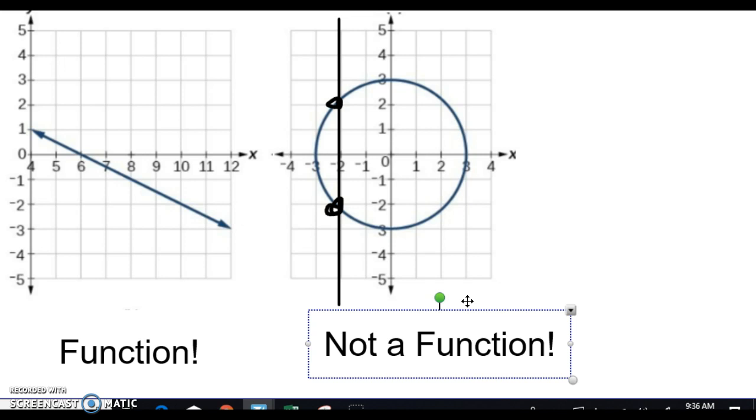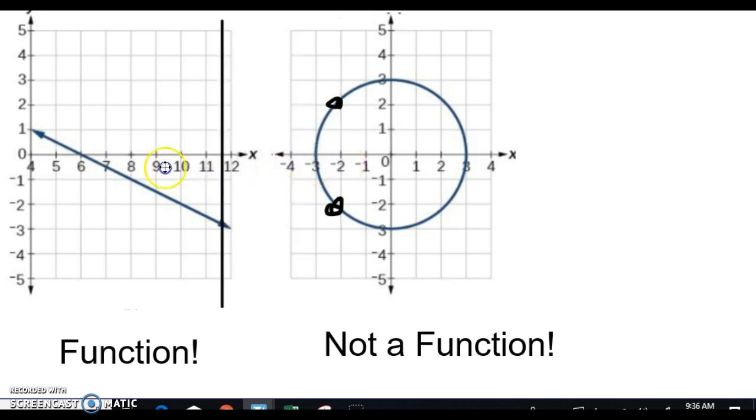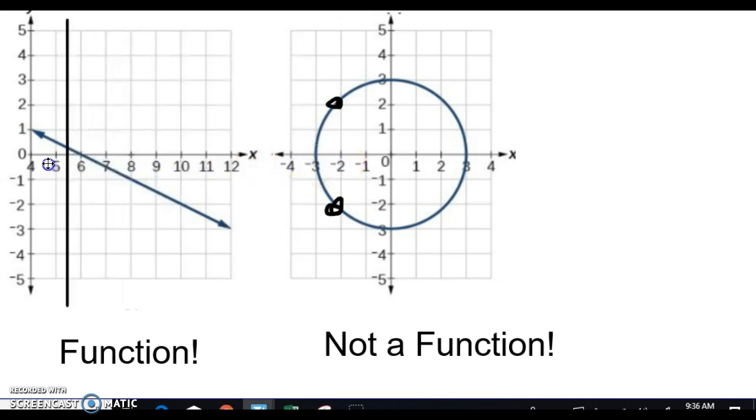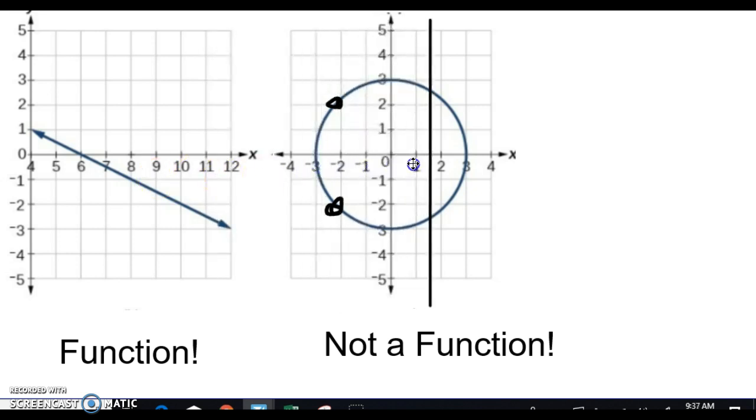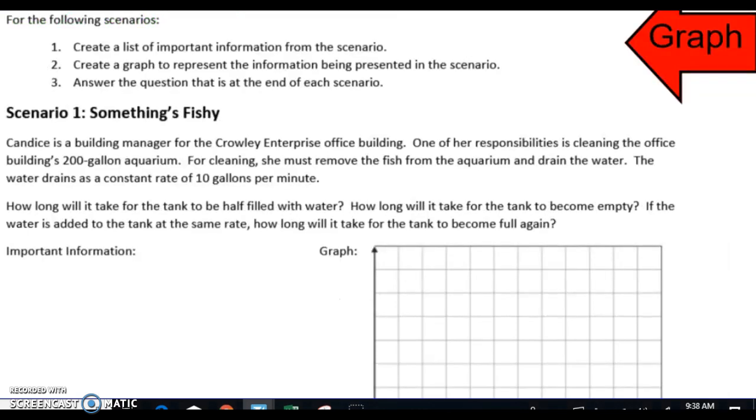This is not a function because it doesn't pass the vertical line test. What this tells me is that each input has more than one output. So using a vertical line, you can tell if a graph is a function or not. Again, the blue line only touches the black line in one spot, no matter where I put it, making it a function. Over here with the circle, it is not.